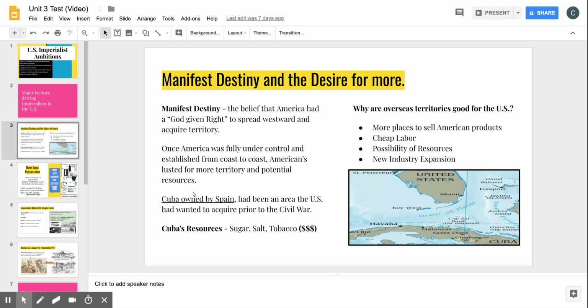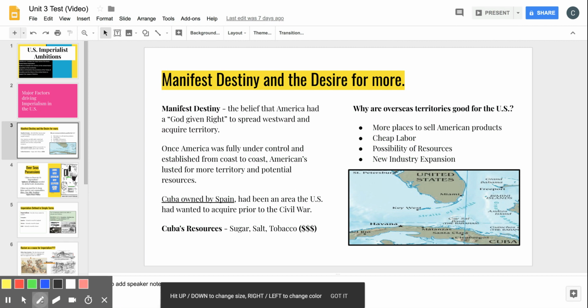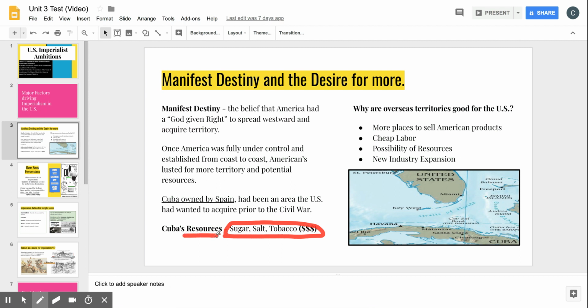Now, one thing about imperialism is we had to model our imperialism on somebody else's. And in Cuba, which is very close to the United States, about 90 miles away from Key West, Spain owned the island. And the U.S., since the Civil War, had wanted to acquire this island. Why'd they want to do that? Let's take a look here. Sugar, salt, tobacco, money. They had resources.